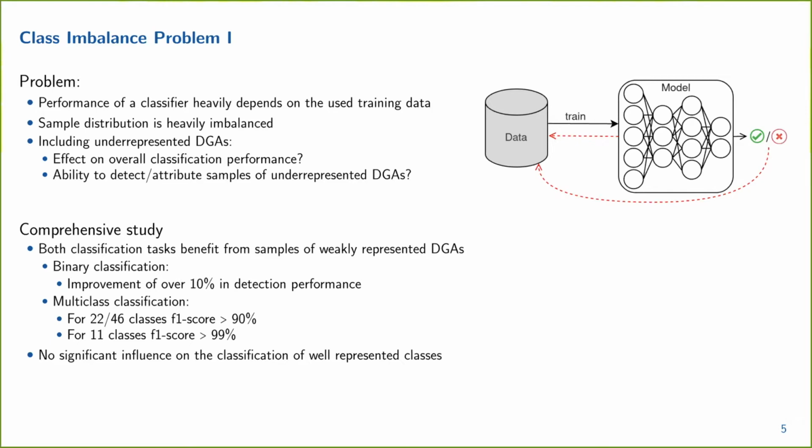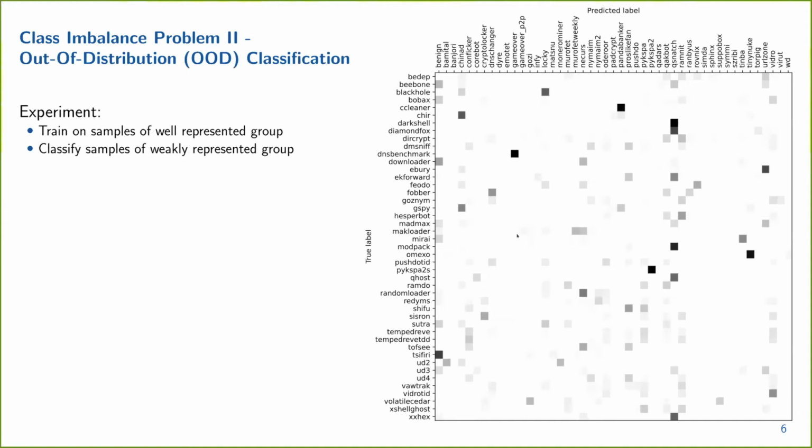And in case of the multi-class classification task, we could show that for 22 of the 46 weakly represented classes, we could reach an F1 score of over 90%. And for 11 classes, even an F1 score of over 99%. The major important aspect here is that no significant influence on the classification of the well-represented classes could be measured. So it's definitely beneficial to include them.